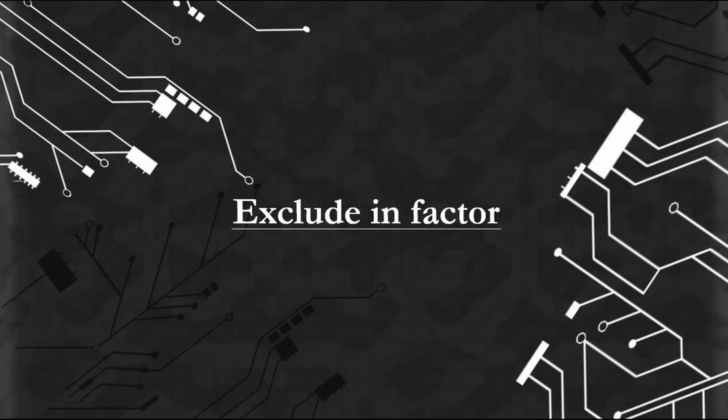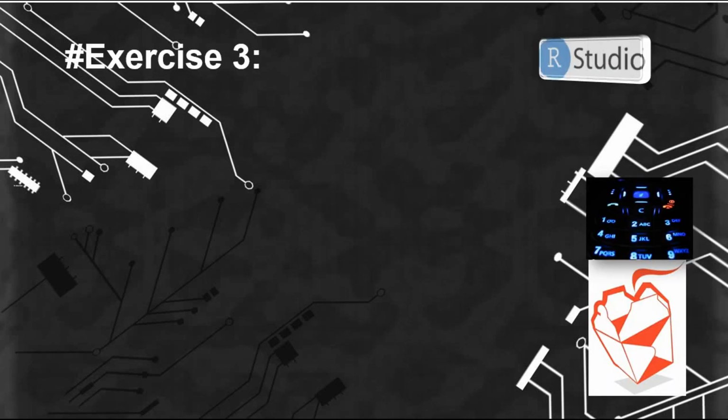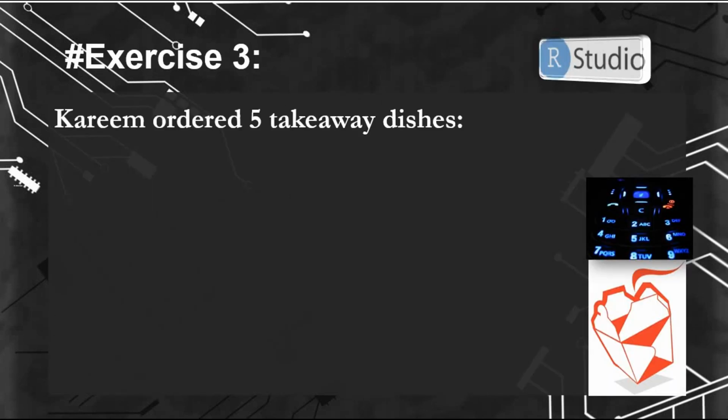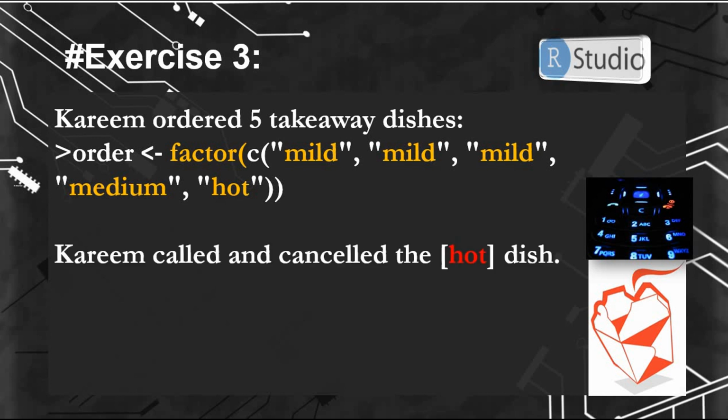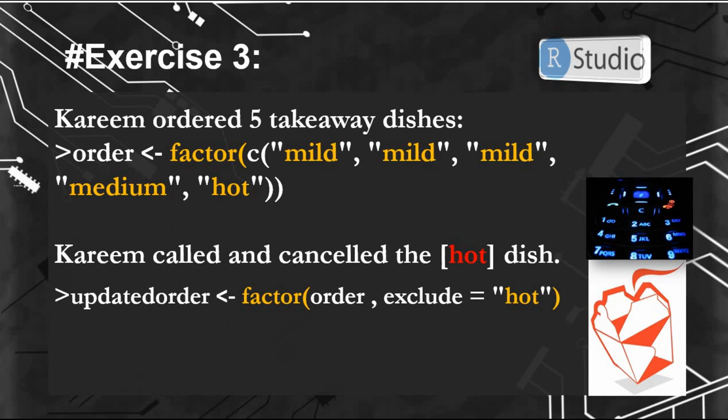So now let's go to the exclude argument in factor. So in exercise 3, as you remember from the previous video, Kareem ordered 5 takeaway dishes: 3 mild, 1 medium, and 1 hot. Suddenly, Kareem changed his mind and called and canceled the hot dish. So we need to exclude the hot from our order. To do that, we will create a factor and assign it to update order. And inside of it, we will use the previous factor and exclude hot from it. We will print it and print its structure.